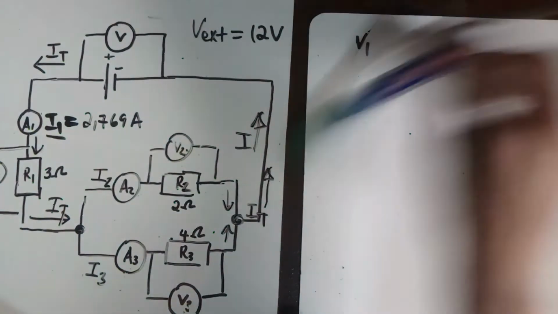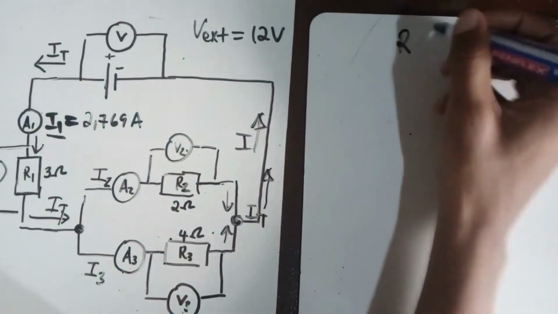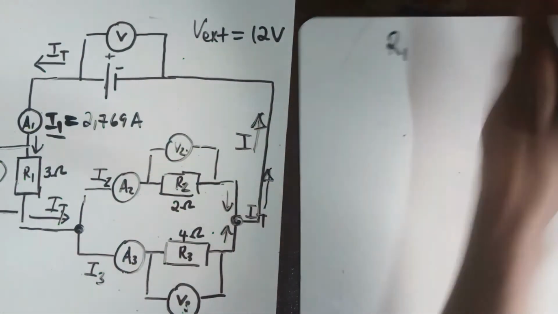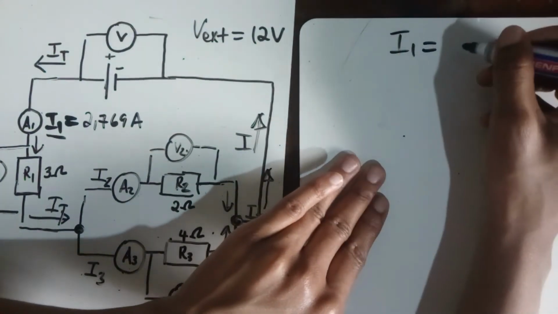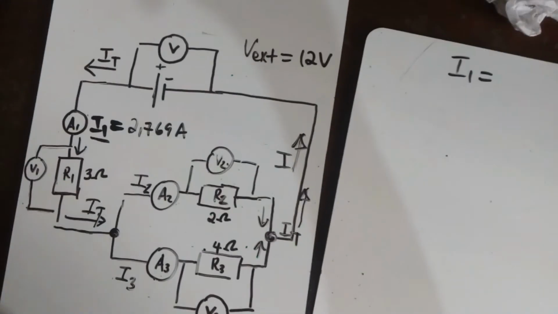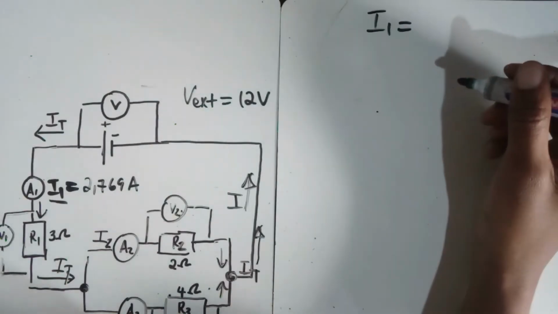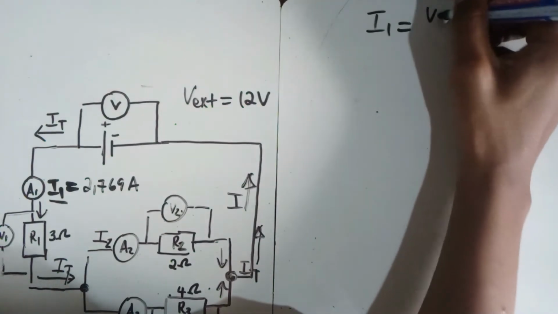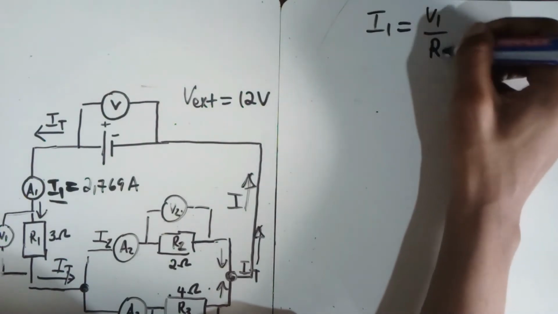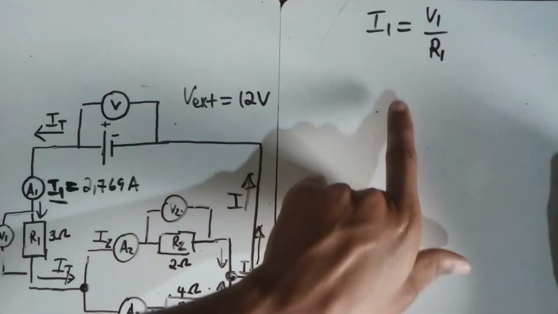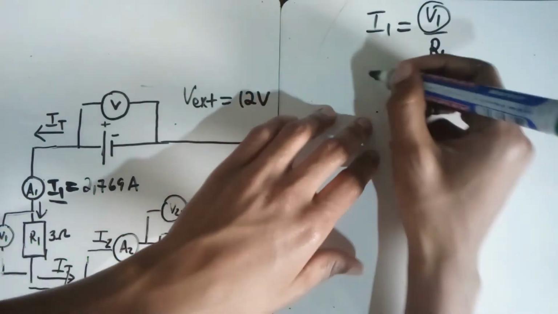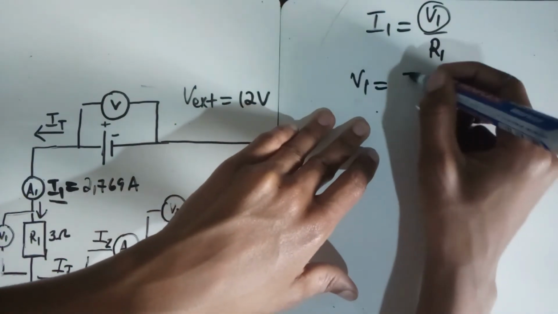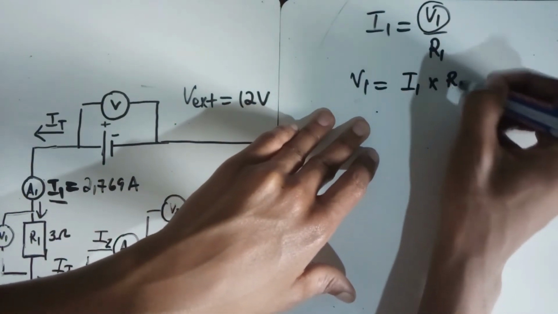So V1, remember we always start from Ohm's law, which says V equals IR, however you want to write it. So I1 would actually be equal to V1 over R1. So we're looking for V1. So it's just a matter of rearranging to find that V1 equals I1 multiplied by R1.